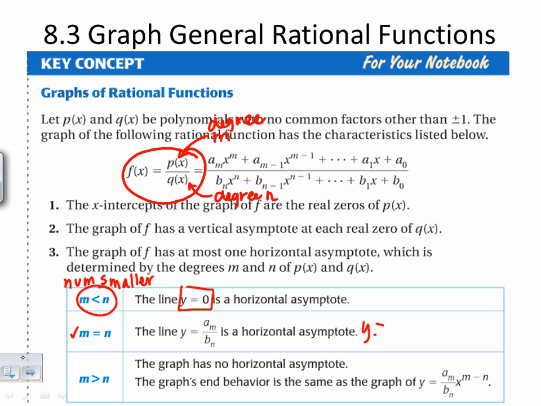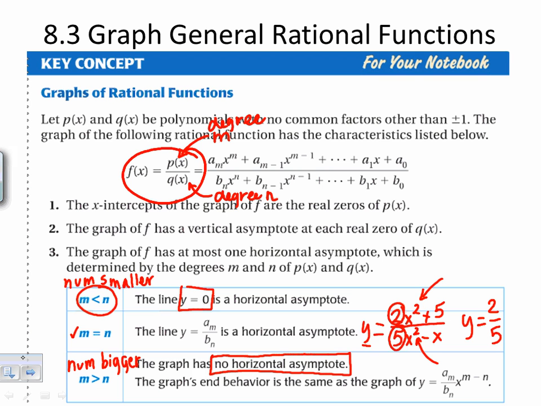So what that means, for example, if I had 2x squared plus 5 over 5x squared minus x, something like this. So here I have a degree of 2 in the numerator and a degree of 2 in the denominator as my polynomial degrees. So I'm going to take the leading coefficient divided by the leading coefficient, and I'm going to have y equals 2/5 as my horizontal asymptote. When the degree is bigger in the numerator, then you won't have any horizontal asymptote. So that's really important to have down, those three steps for finding your horizontal asymptote.